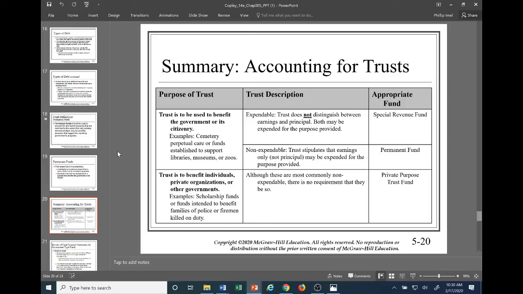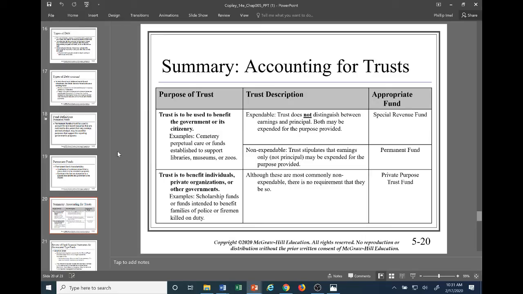What's going to determine whether it's a special revenue fund or a permanent fund? It's going to be the description of the trust. What's going to describe whether you can spend the corpus? Whether it's expendable or non-expendable. If it's expendable, we can spend the corpus. If it's non-expendable, we can't. So if it's expendable, what type of fund do we use? Special revenue. Right. If it's non-expendable, we use what?